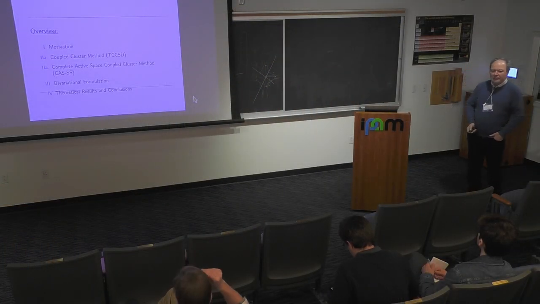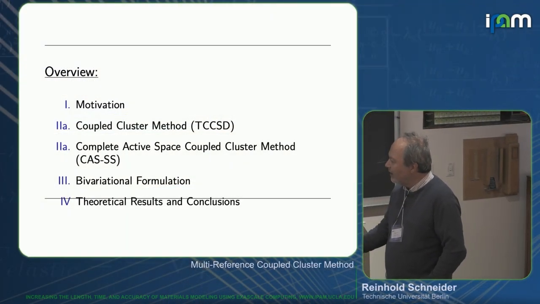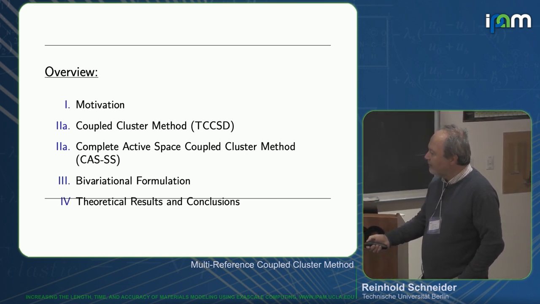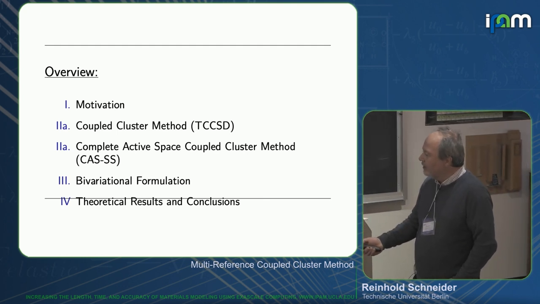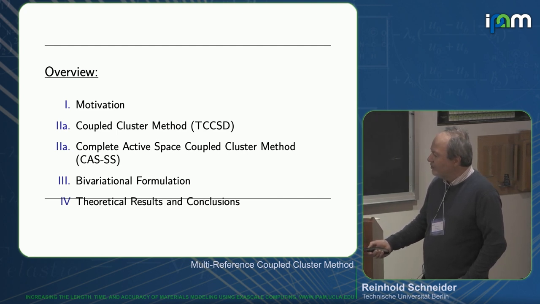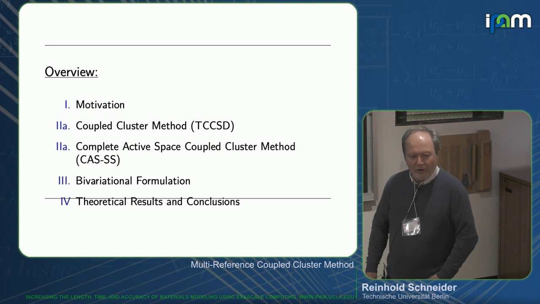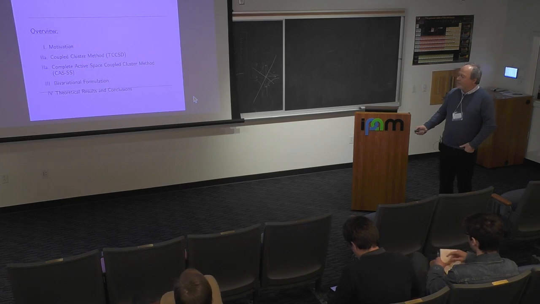Okay, and here is an overview. I just start with a little motivation, and I'm modifying little bits of perspective of coupled cluster. I will talk about coupled cluster, not TSCD, and I will focus first on a complete active space multi-reference coupled cluster. And then I would like to extend this a little bit, and the key principle we are using is a bivariational formulation, which was in coupled cluster theory already introduced by Arponen 40 years ago. And I will end with some conclusion.